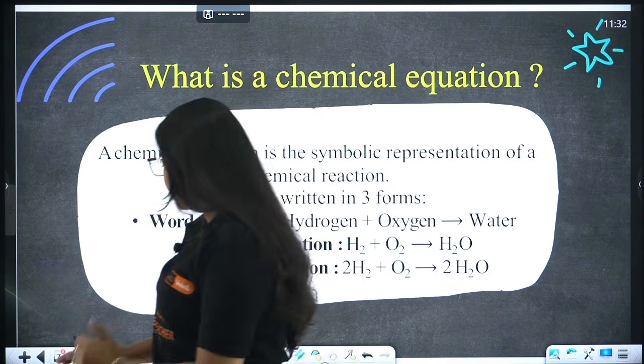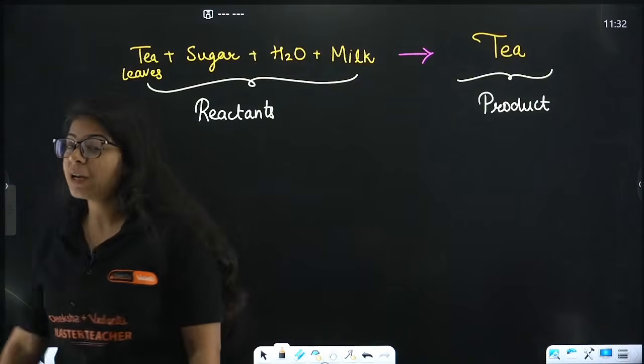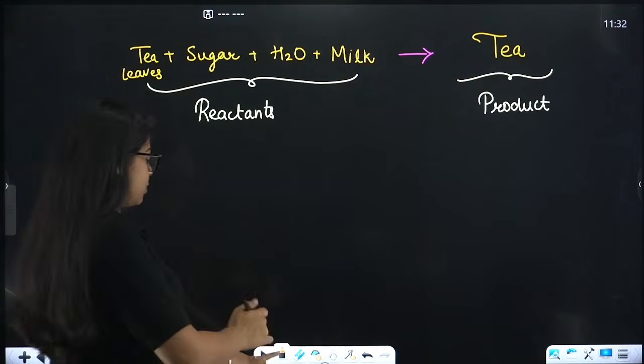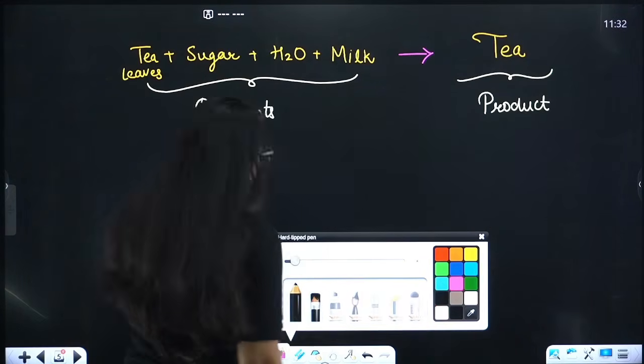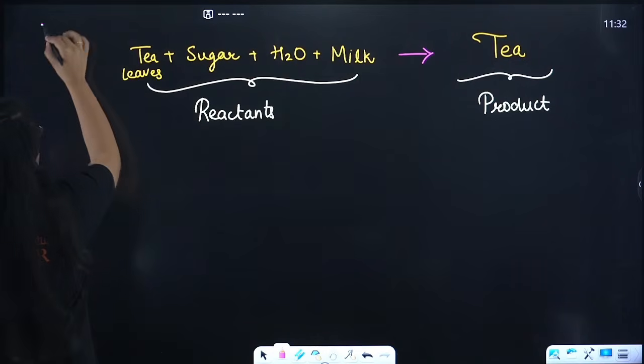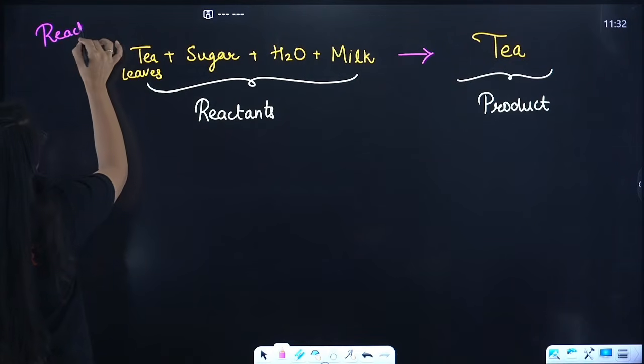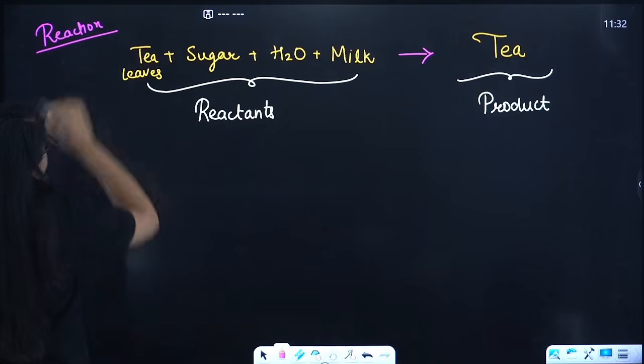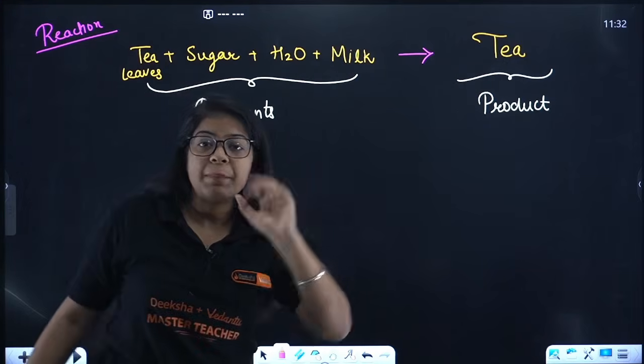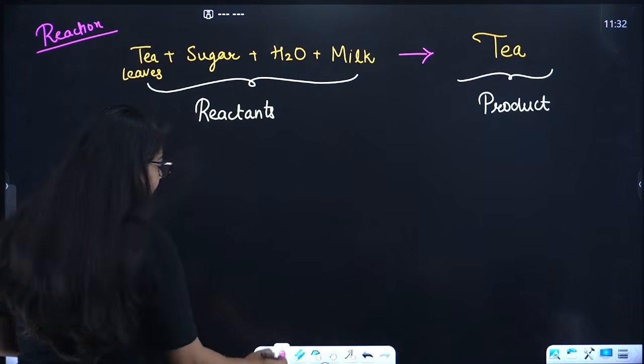Now beta, next we are talking about what is a chemical equation. Now why is the need to talk about chemical equation? Let's understand that first. Okay, so beta, this is our chemical reaction, right? What reaction is happening? But I have to write it down on a paper, right? So how will I write it down?